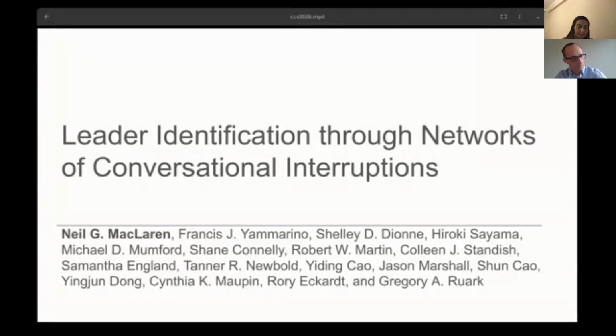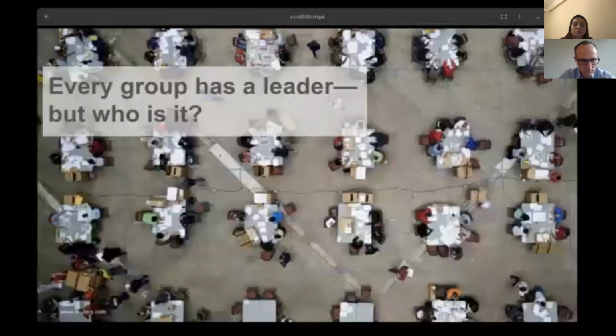So I'd like to talk about sociometric structure today, so the patterns of interactions within a group. And specifically, I want to look at leaders, and I'd like to make a network model of that group that will tell me who the leader is, and I'd like it to be based on behavior, specifically conversational interruptions. So I will talk about why that's important, how we make these networks, and some results.